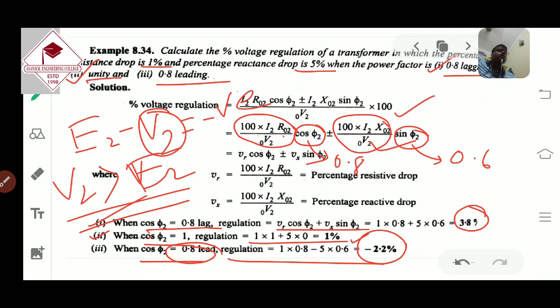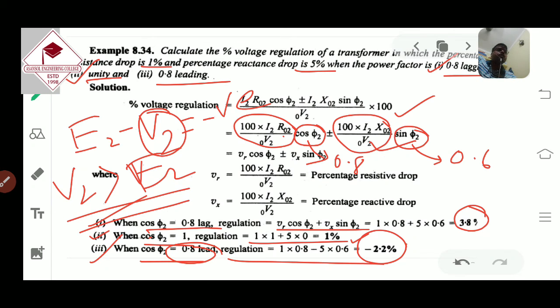Again, if you load the transformer with an inductive load, the voltage across the terminal will again decrease, right? And it will decrease more than with the resistive load. Fine. And in case of capacitive load, the voltage is increasing only, right? So in case of only capacitive load, it is possible that the voltage is increased, right?